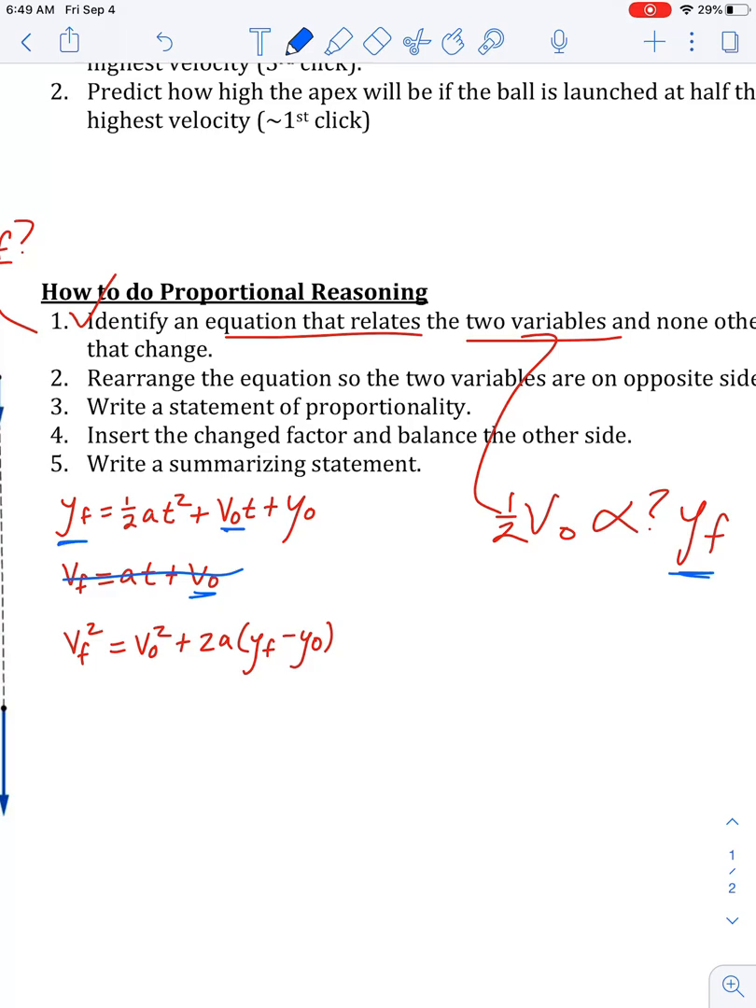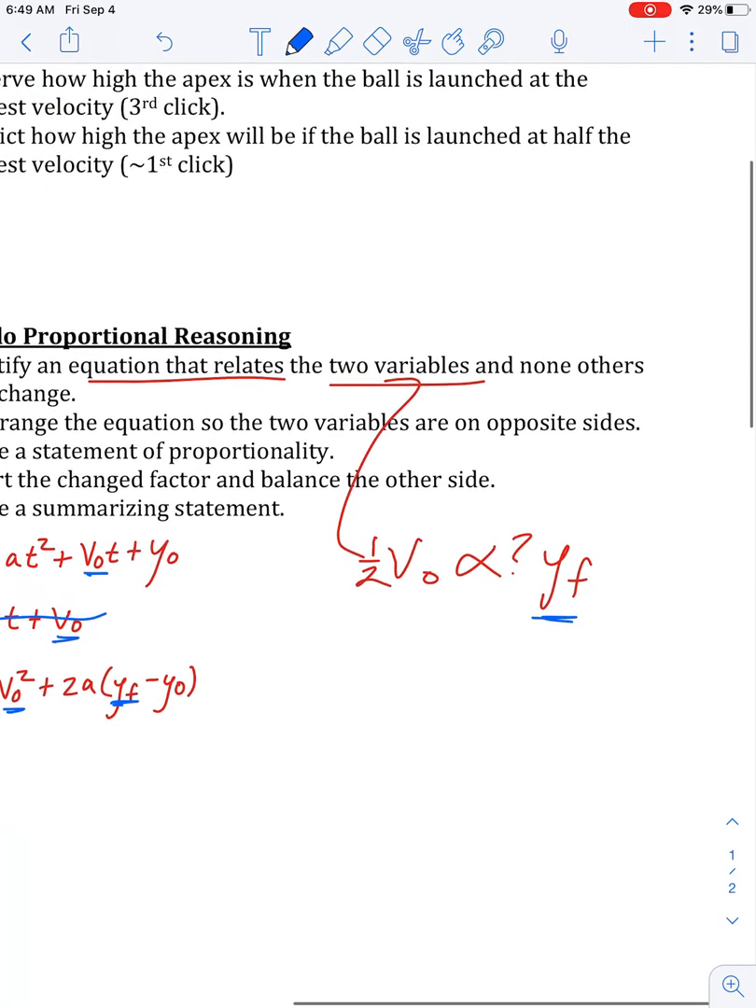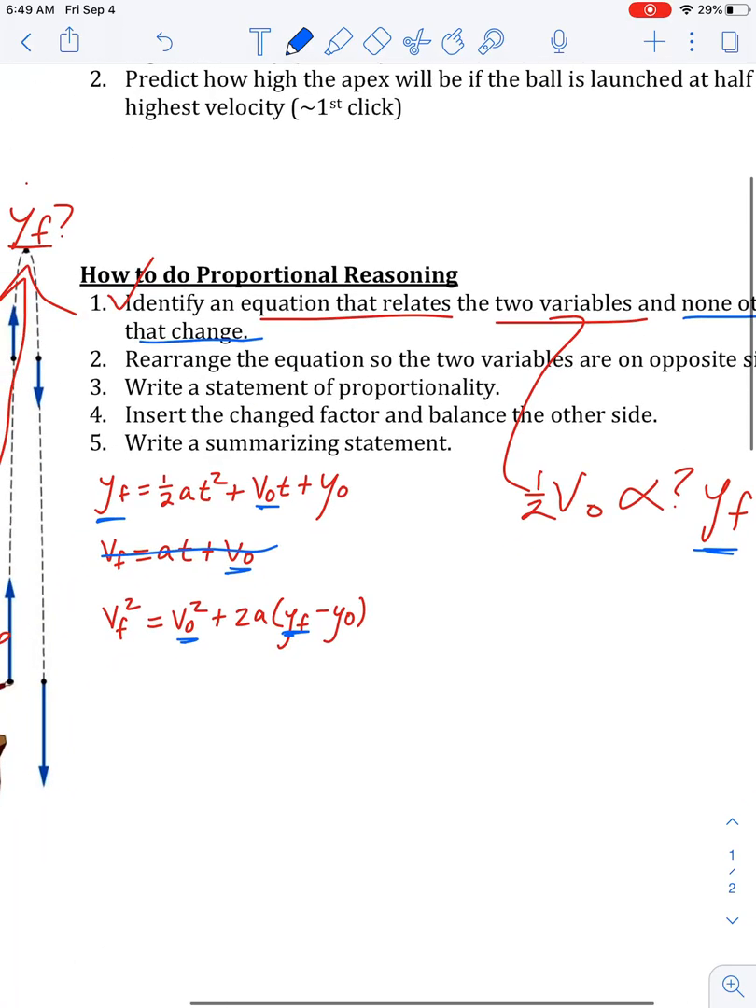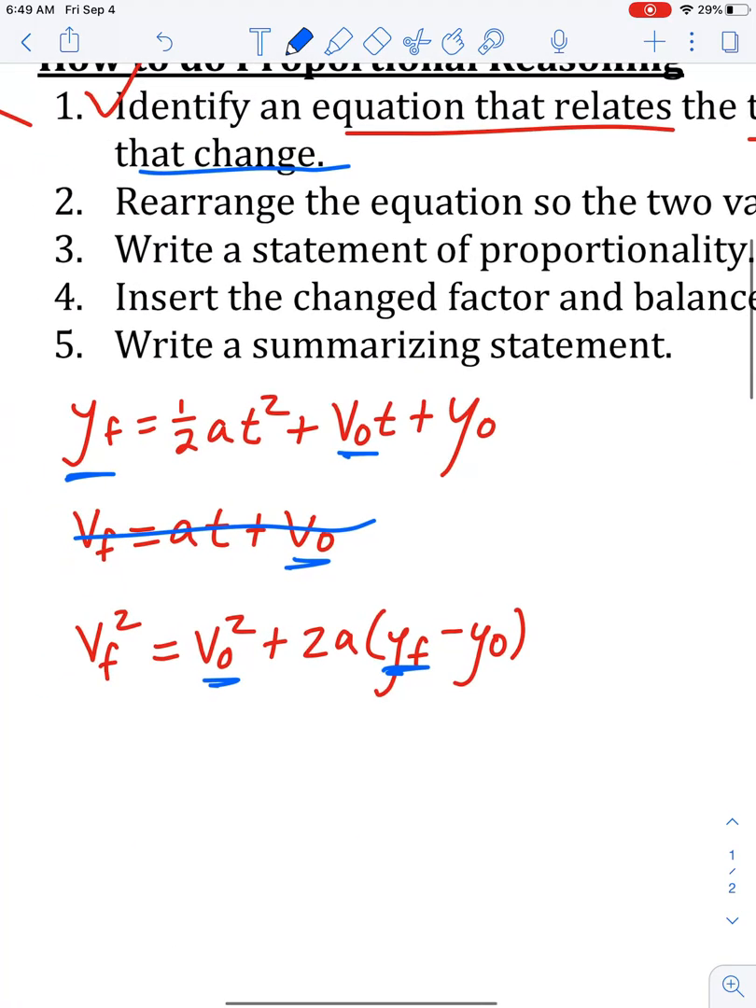But we also see the third equation could work for us. We see it's got initial velocity and it's also got final height or Y final position in the Y direction in it. So now we've got to figure out which one. Could they both work? Can only one work? We've got to think about that. Well, you may have noticed there was another twist to step one. It says identify an equation that relates the two variables and none others that change. So what we need to do is look at these two equations and ask ourselves, is anything else going to change if we launch our object up at 1/2 the velocity?